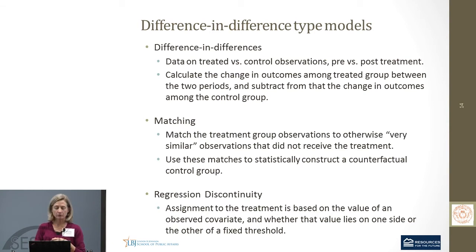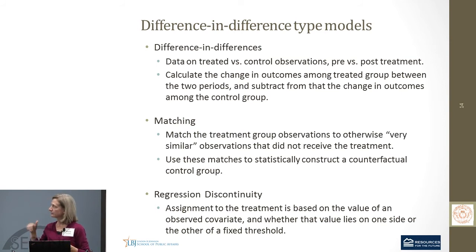So this you would have read about in the article by Paul Ferraro and Subhrendu Pattanayak, where you create your own control group, right? So what I do is I have a set of treated observations, and I'm looking for a set of very similar, along a lot of different lines, observations that didn't receive the treatment, and I'm only going to compare those very, very similar groups to understand the effect of the treatment, right? So I'm using these matches to statistically construct that counterfactual control group that I didn't observe.